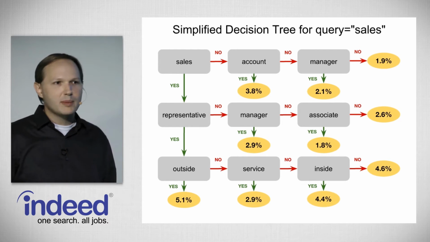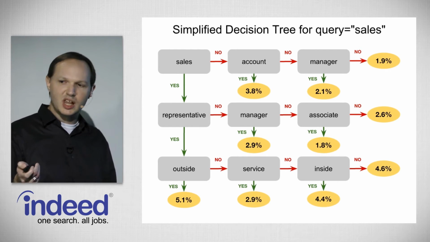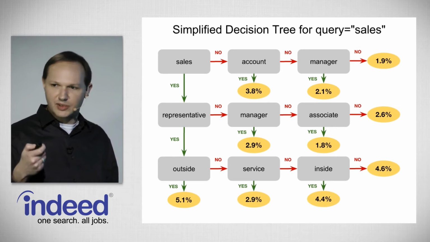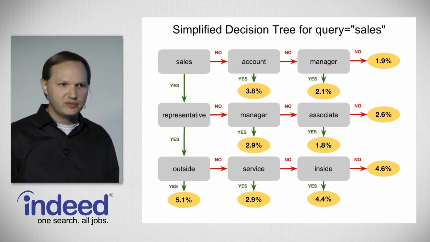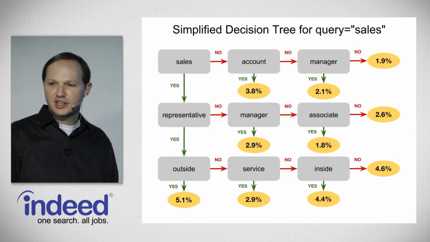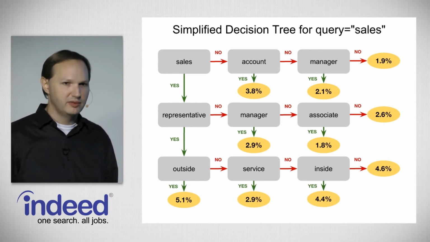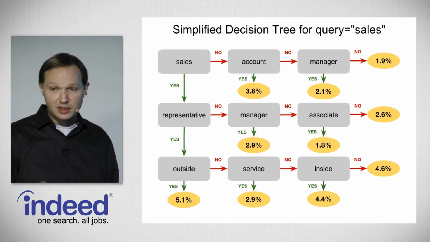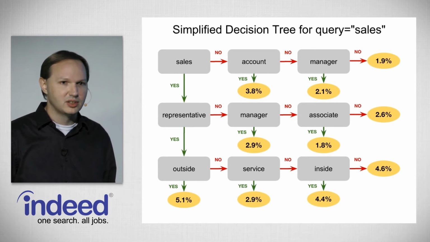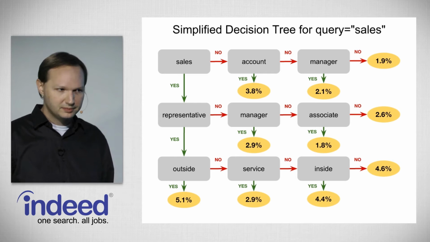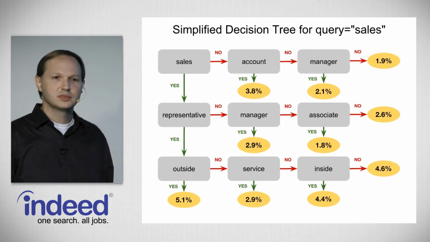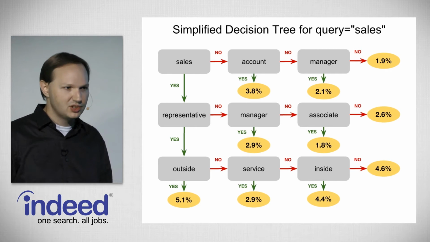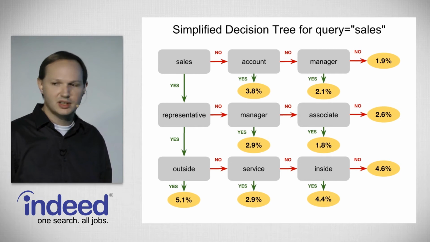So to score a job for this query, you would start in the upper left, and you would ask yourself, does it have the word sales in the job title? And if the answer is yes, you would move down and repeat that process. The next question would be, does it have the word representative in the job title? And so on. If it didn't have the word sales in the job title, then you would move right and ask, does it have the word account in the job title? And if it does, then you move down, great, you're finished. You landed at a score of 3.8%.